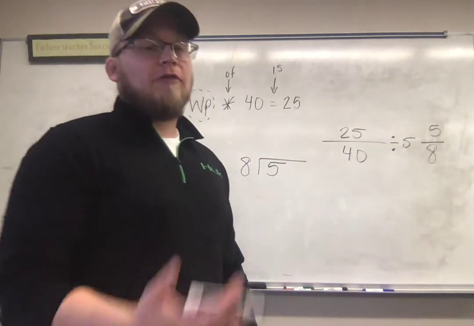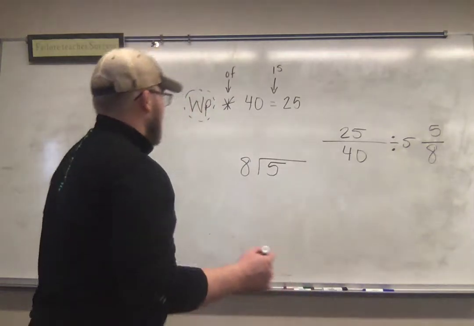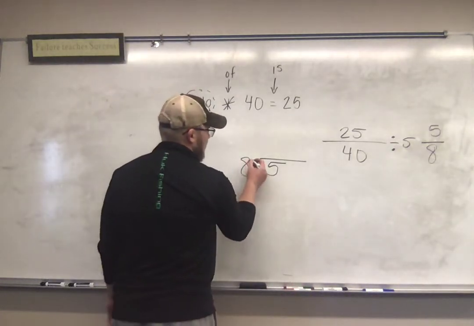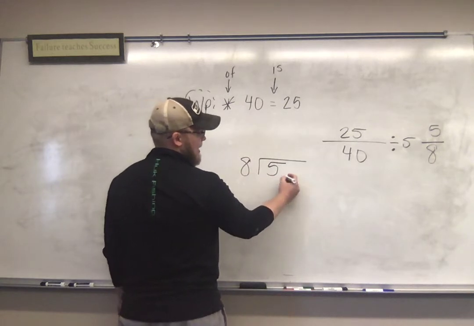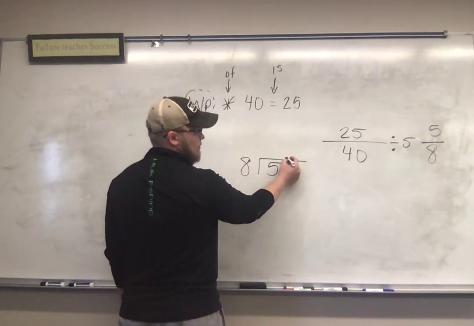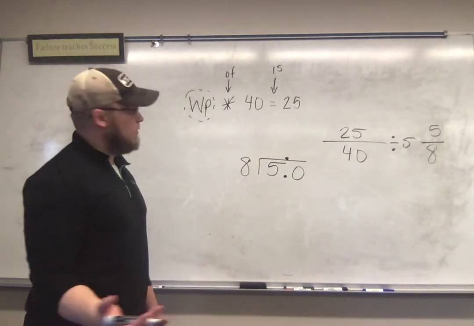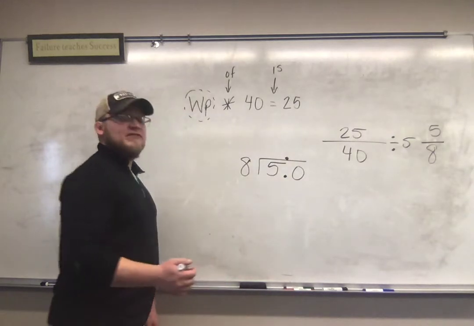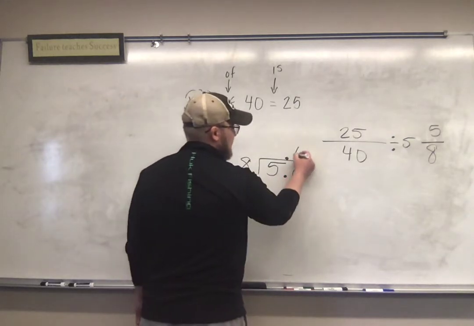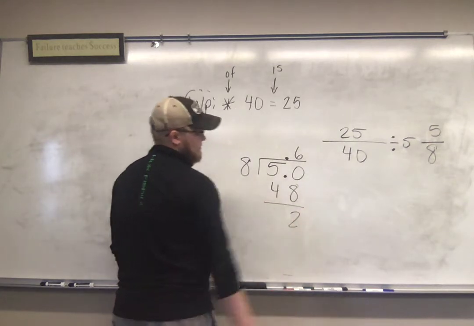We're going to get a decimal here, and then we'll have to change it to a percent. When the big number is on the outside, you automatically put a decimal right above it, and then a 0. Decimal, decimal, 0. Now, how many times does 8 go into 50? That's 6. 6 times 8 is 48. Minus it, and you get 2 left.